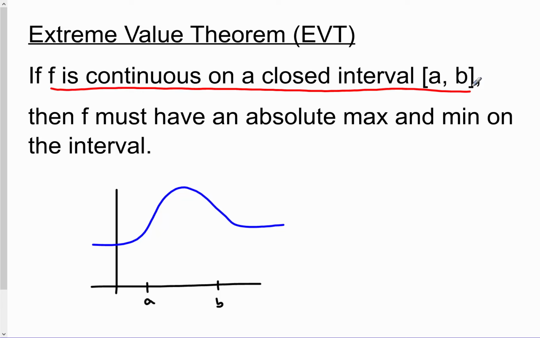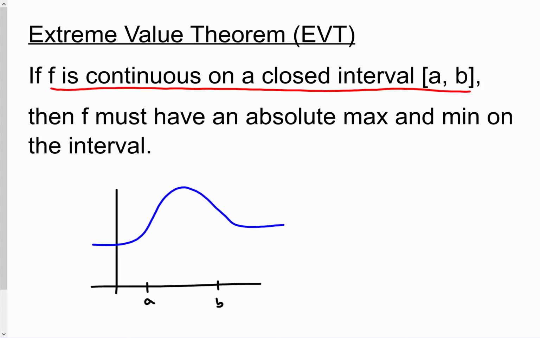So this is saying if f is continuous on a closed interval from a to b, then there must be an absolute max and there must be an absolute min on that interval. Again, it's not telling us what they are or where they are, just that they have to exist.